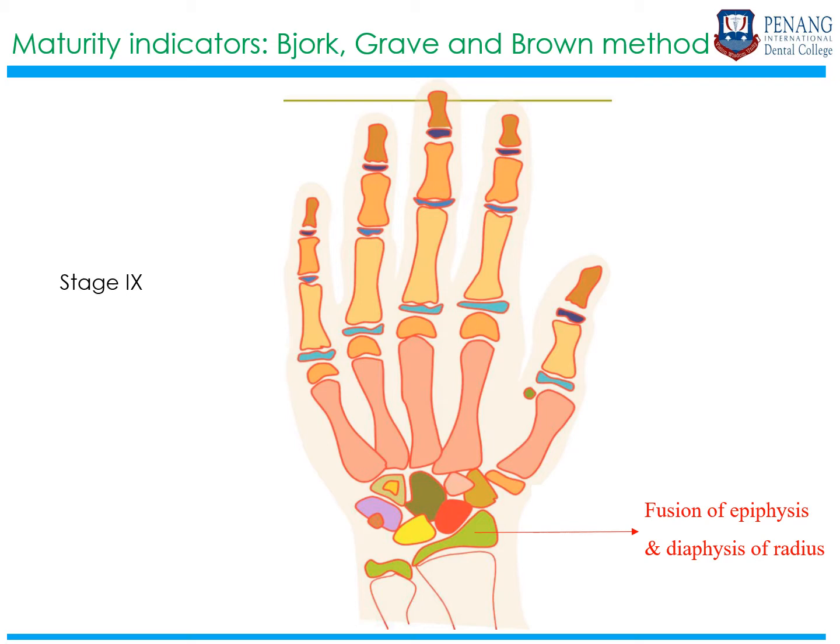as much as possible, because that's the only way you will be able to understand and translate the same into your clinical practice. When you look at a hand wrist radiograph, you know where to look, what to look for, and how to interpret the same. So that's the Bjork, Grave, Brown method for you.